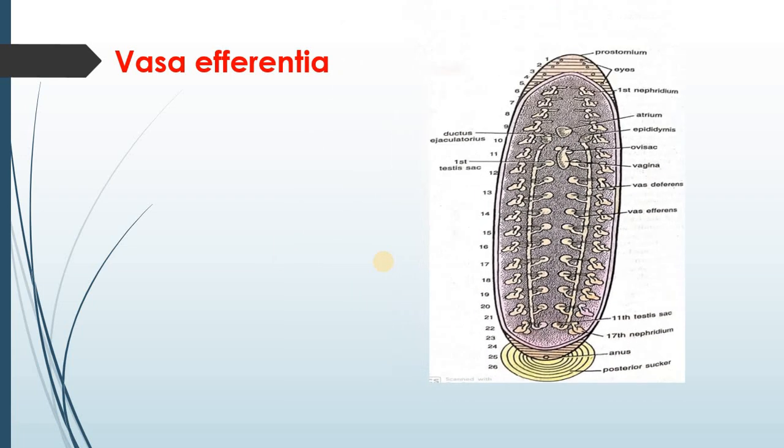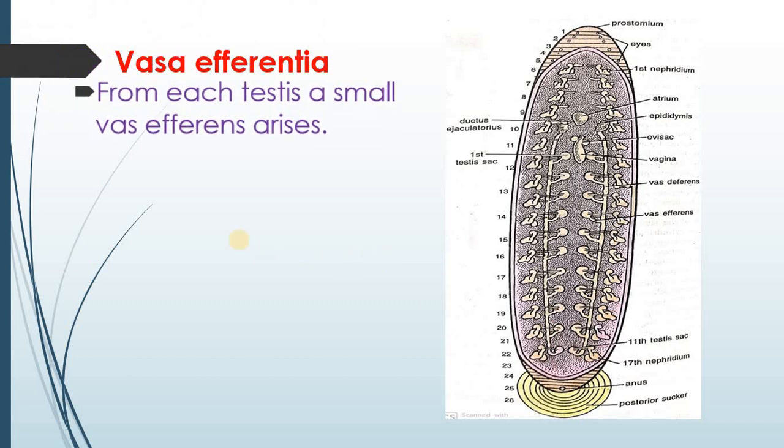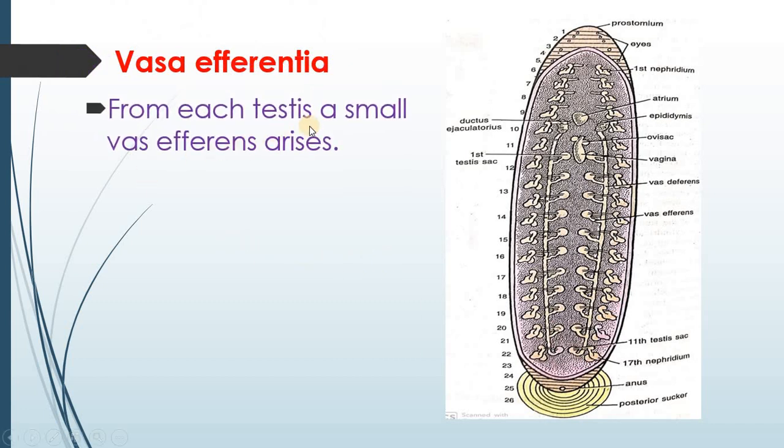Next is vasa efferentia. From each testis, a small vas efferens arises. Coming to the picture, you can see this is the vas efferens. It is a very short and wavy duct, and it will open into vas deferens. You can see this is the vas efferens opening into the vas deferens.